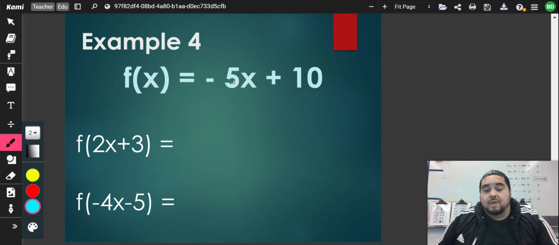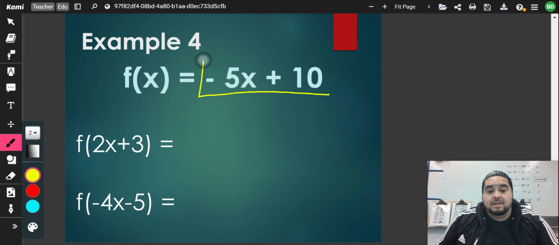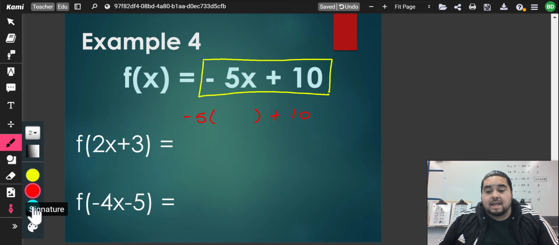Okay, so we have 5x plus 10, again, that's our structure. Oh, negative 5x plus 10. Good thing I went back and looked at that. Negative 5x plus 10, that's going to be our structure, so we're going to write that out. We have negative 5 instead of x, big parentheses, that's our blank spot, plus 10. Now, inside this parentheses, I'm going to put the whole value that I see inside the parentheses here, so 2x plus 3.